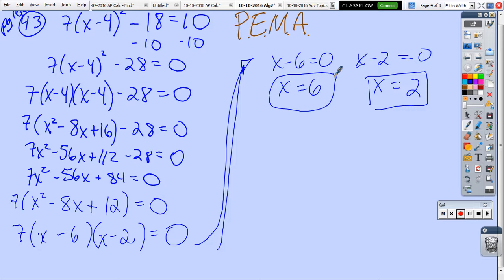All right, so x equals 6, x equals 2. And you know, question about the 7? That's the greatest common factor of all of these. Right? 7 is a common factor of this, this, and this, so I factor it out. It makes it easier to deal with.